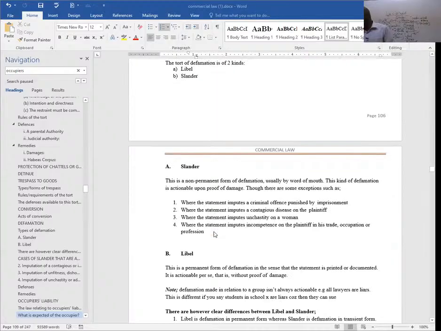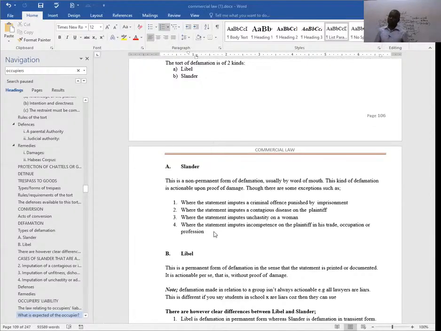Then libel. So this is a permanent form of defamation in the sense that the statement is printed or documented. It is actionable the way it appears. There's no need to prove there are damages. What they mean by per se is just actionable the way it appears. So there's no need to prove there's damage here. But under slander, you have to prove there was damage caused to the plaintiff before the action can be heard or be brought before the court of law.